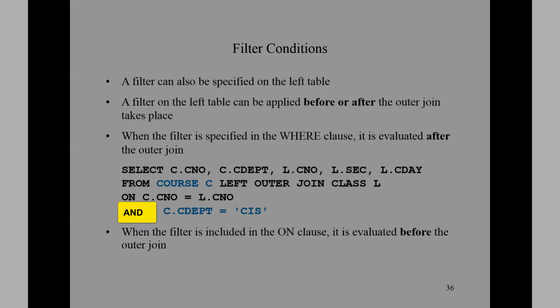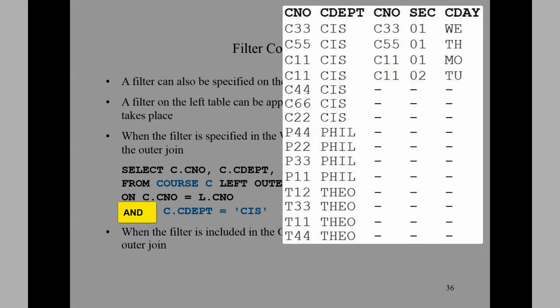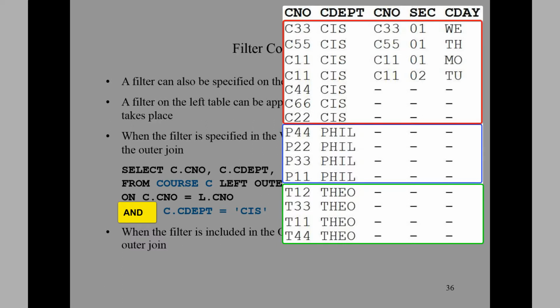What will we get? We'll get a total of 15 rows. 7 rows will result from the CIS department. Remember, we have 6 distinct CNO values, but one of those values appears in 2 rows in the classes. We have 2 scheduled offerings. Therefore, 7 rows will result from the CIS department. Additionally, theology is responsible for 4 distinct course numbers, and philosophy also is responsible for 4 distinct courses. So 7 plus 4 plus 4, we end up with 15 rows.